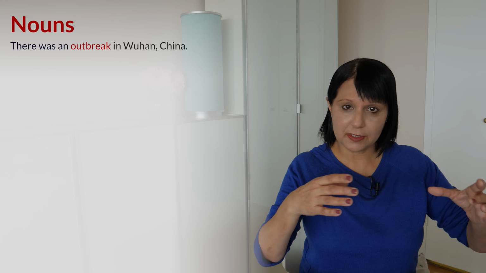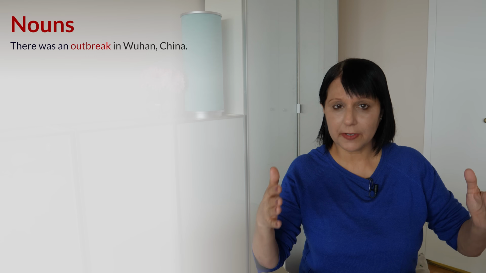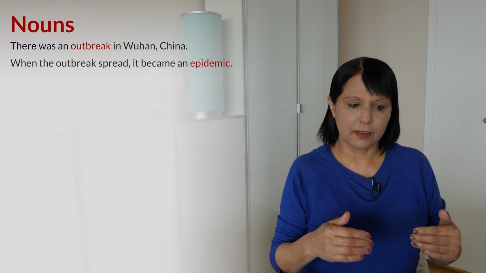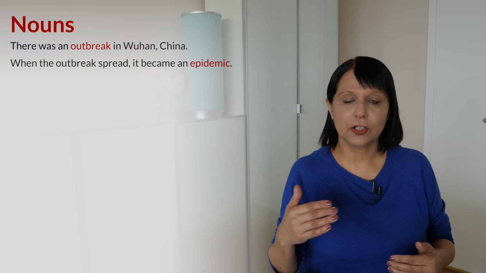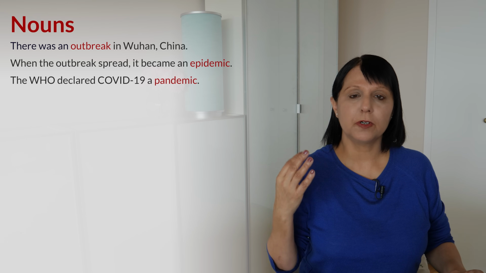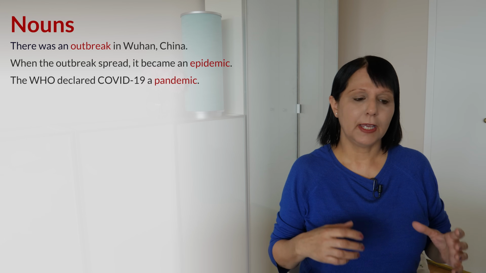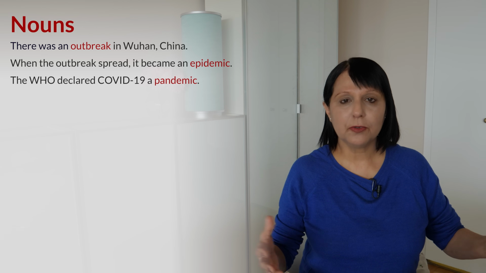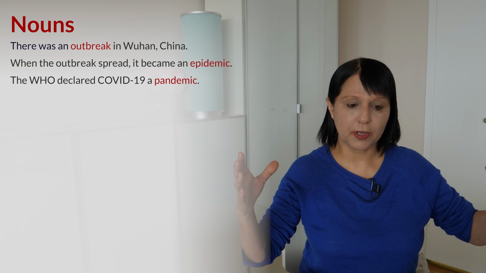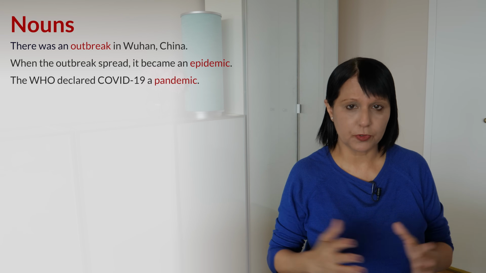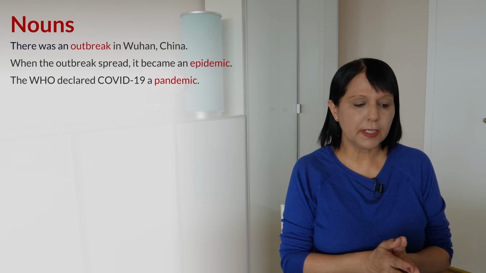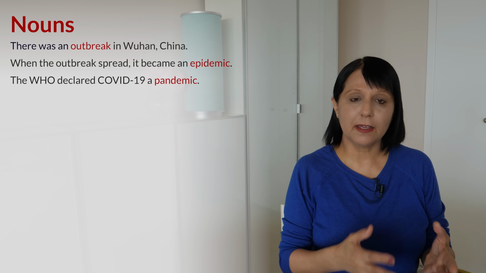Next, when the outbreak spread to more people or other areas, it became an epidemic. Then, the WHO declared COVID-19 a pandemic. The WHO stands for World Health Organization, all right? And they said that now this disease has become a pandemic. So that means the epidemic now spread to an even larger area, maybe even all over the world, and became a pandemic.